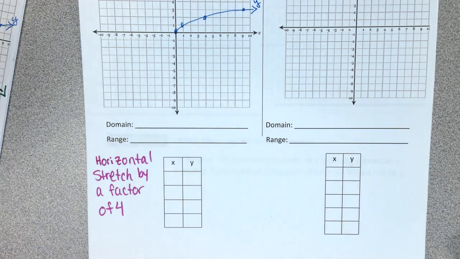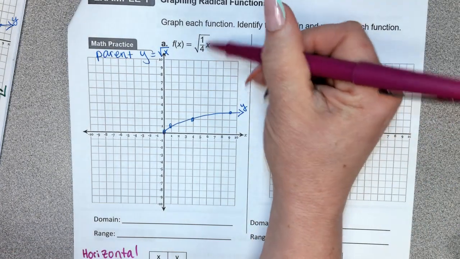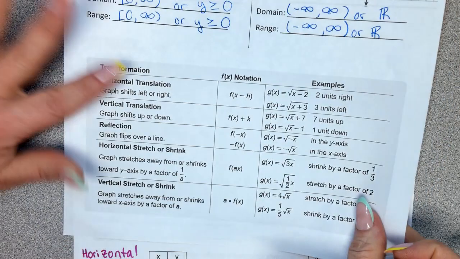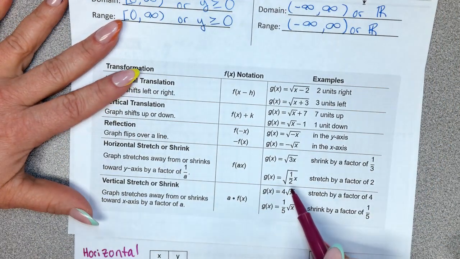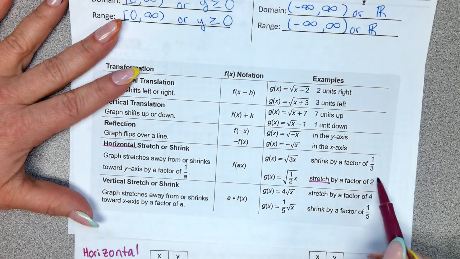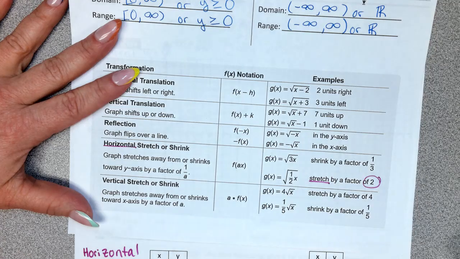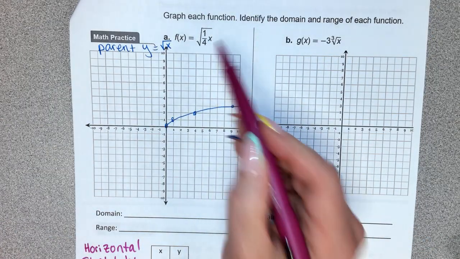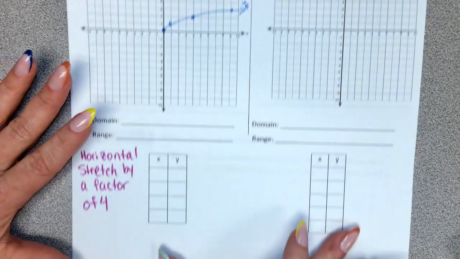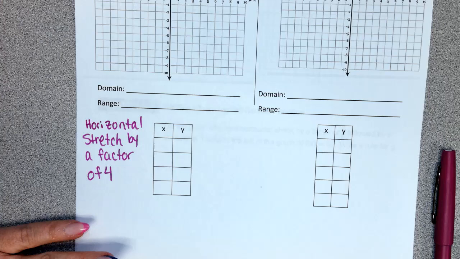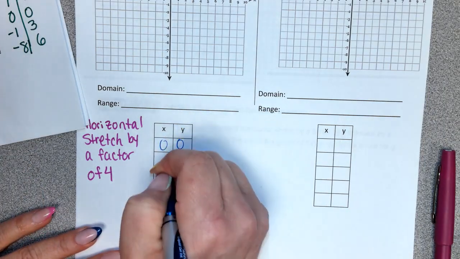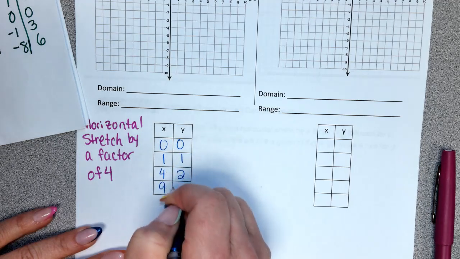You may ask where I got that information. Well, I see that I have a number between 0 and 1 right in front of x. On my table here, when that happened, it happened with 1/2, and it said it was a horizontal stretch by a factor of 2, the reciprocal of 1/2. So in this case, it would be the reciprocal of 1/4. Now that's important because it tells me what I need to change in my table. In my original parent function table, I had (0, 0), (1, 1), (4, 2), and (9, 3).